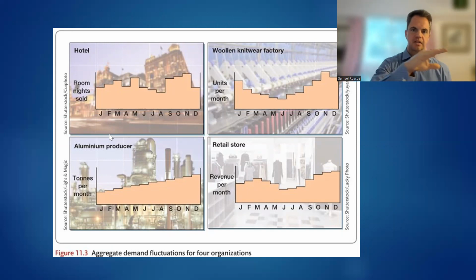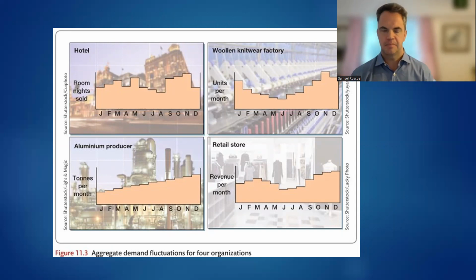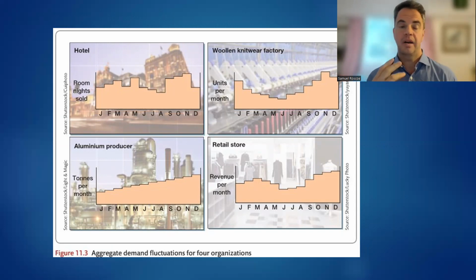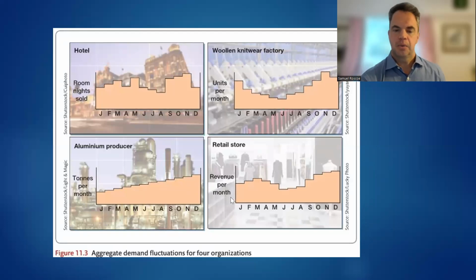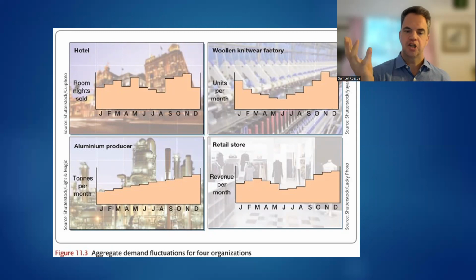For an aluminum producer, as you can see, when we're making a commodity, ideally we should have an increase in demand on a month-by-month basis. And that is going up incrementally because we're making this mass commodity. We want to have very predictable, very forecastable demand because we're not able to adjust our capacity very quickly when we're making mass commodities. Finally, with a retail store in this instance, let's say we're an H&M.